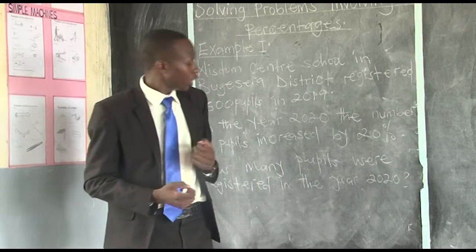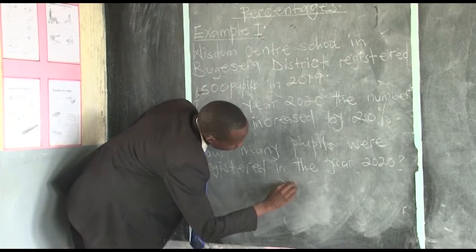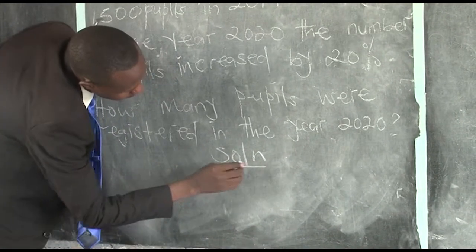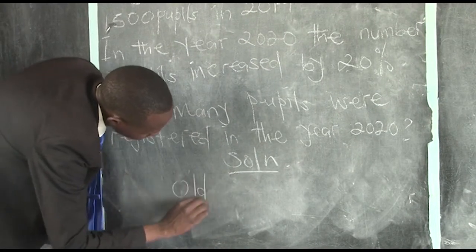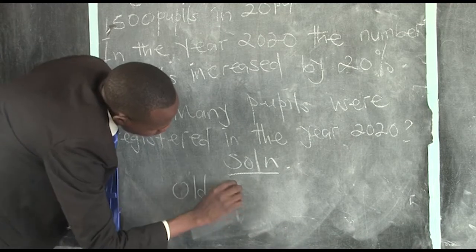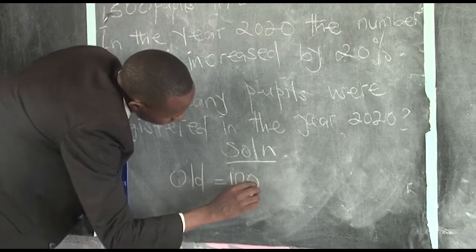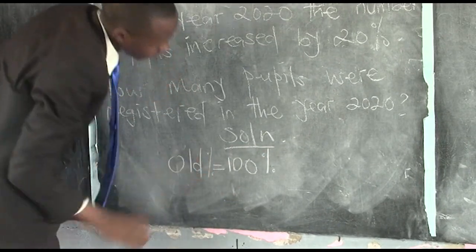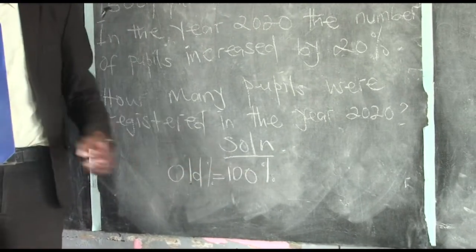Let's straight away come here and identify this. We shall say solution. Normal percentage or old percentage is equal to 100%. This is what we call old percentage. Old percentage is equal to 100%.